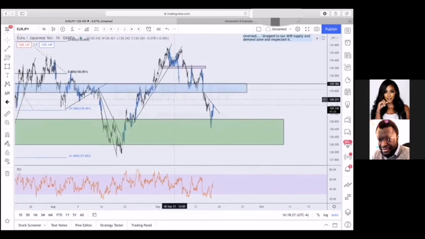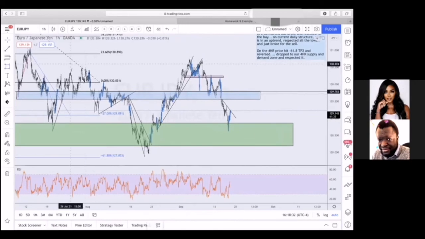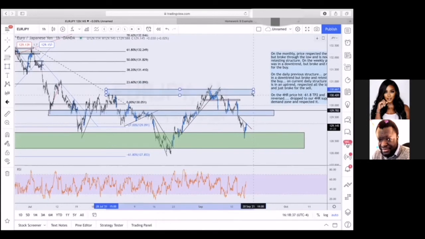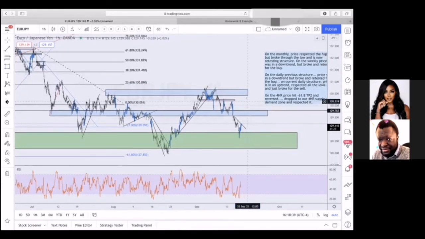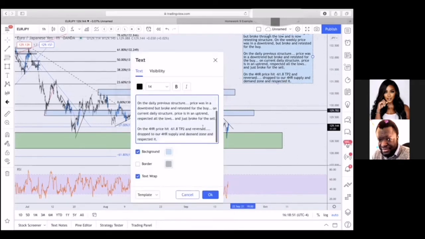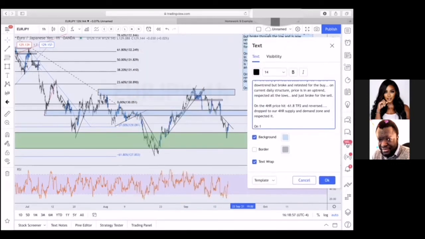And then where was the other one? I think it was at the top of these. It was like that structure somewhere in there. But anyway, now we're gonna write what happened on the 1 hour. So on 1 hour structure, price hit negative 61.8 and reversed.